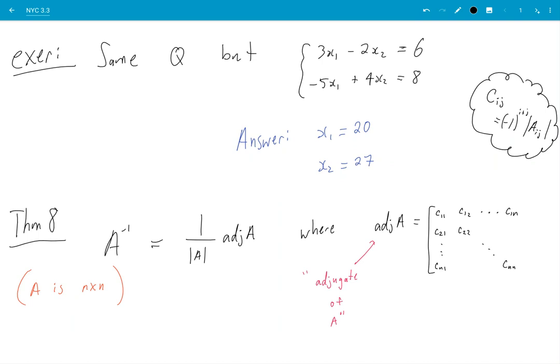C, N, N. Okay, this is called our cofactor matrix. And then there's one wrinkle. You have to transpose it, unfortunately. You have to transpose this cofactor matrix. So what I'm going to be doing is calculating a whole bunch of cofactors, putting them into a matrix, and then finally transposing it. That's what I will put here. And then I'll stick a 1 over the determinant in front.